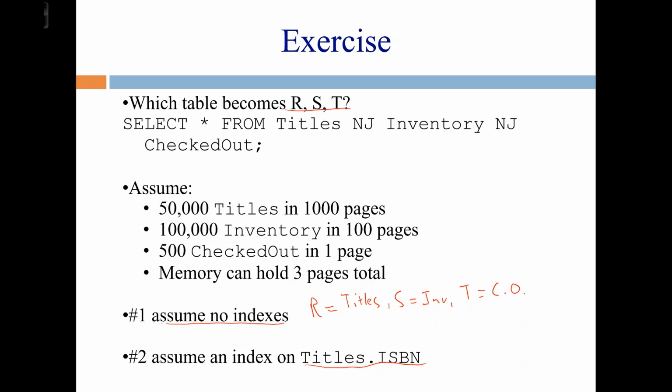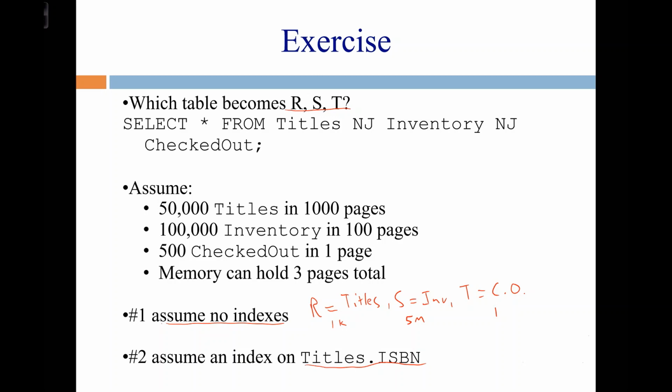So we're going to end up loading about 1,000 pages for the titles table. For inventory, it's going to be number of rows in titles times number of pages in inventory. So that's going to be about 5,050,000 times 100. And for checked out, it's just going to load that page once and keep it cached. So we end up with total about, pretty much dominated by the 5 million.